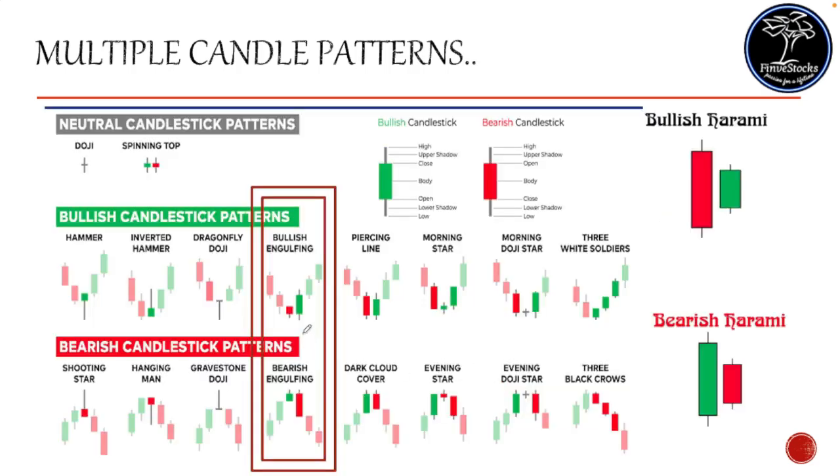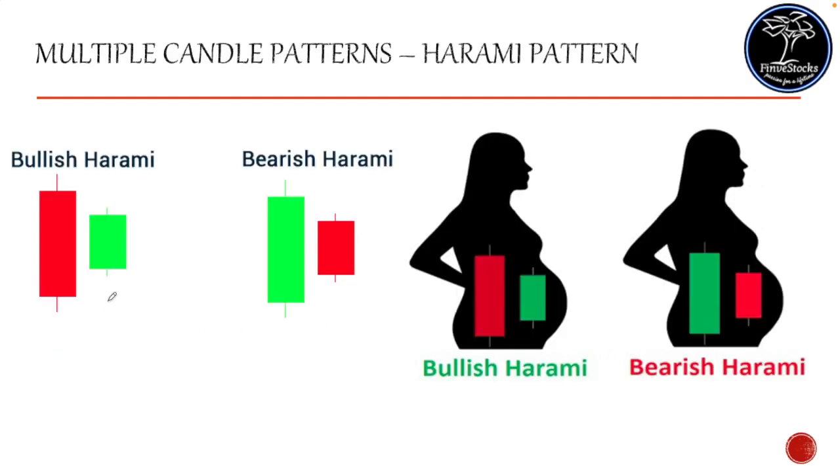Last week we saw the engulfing pattern, which is also one of the multiple candlestick patterns. In this video, we will cover the Harami pattern. So let's see what a Harami pattern is. The Harami pattern is a two candlestick pattern. The first candle is usually long and the second candle is very small. The second candle is generally opposite in color to the first candle. So once you spot the Harami pattern, a trend reversal is possible.